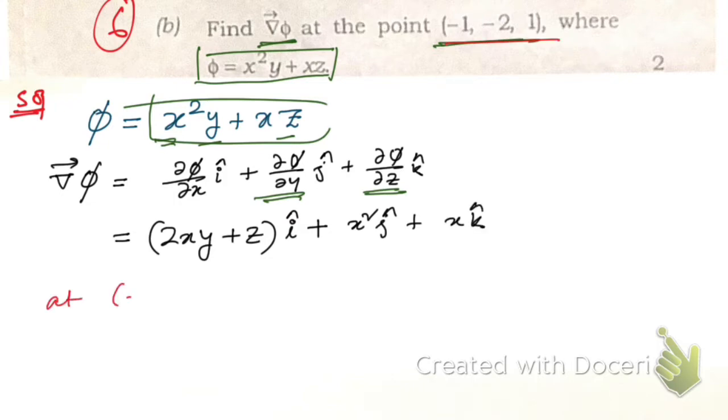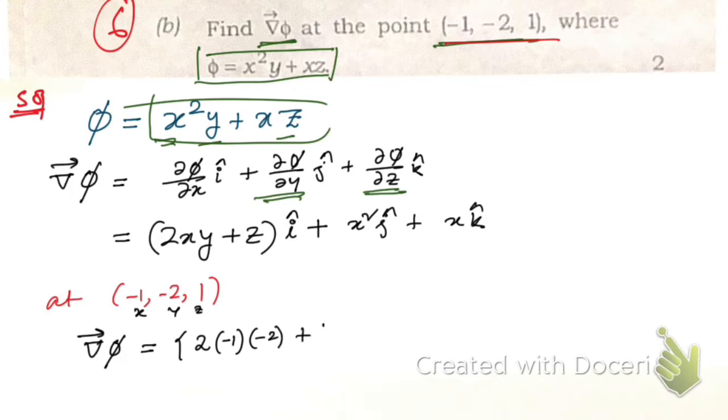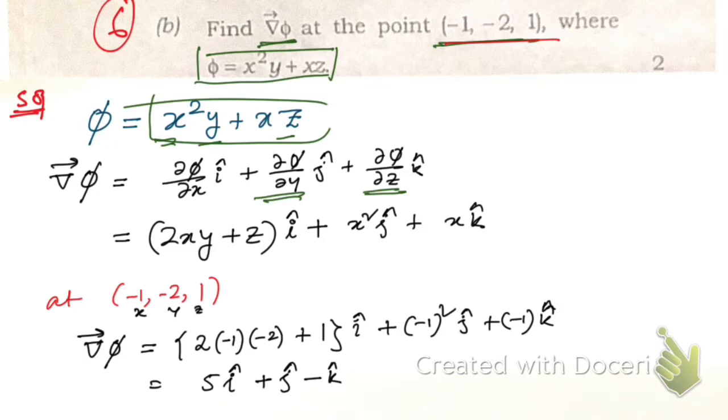Now at the point (-1, -2, +1), let us put the values of x, y, and z here. We are going to get grad phi at this point equal to this. So here we have put x, y, z respectively equal to -1, -2, and +1. So that's going to be our result. This is the result we're going to have, right? So this is our answer. That's how we can solve this. Okay, so now let's move on to the next question.